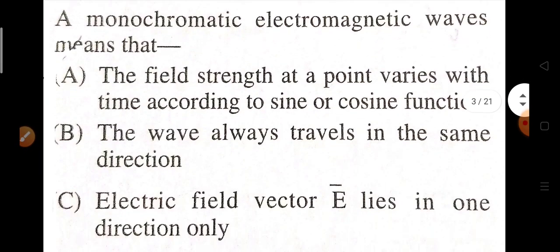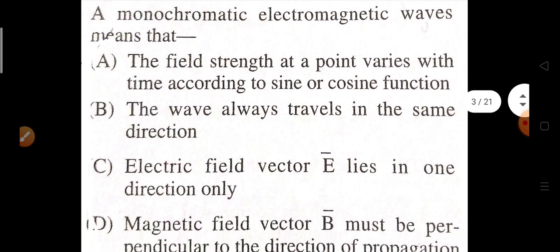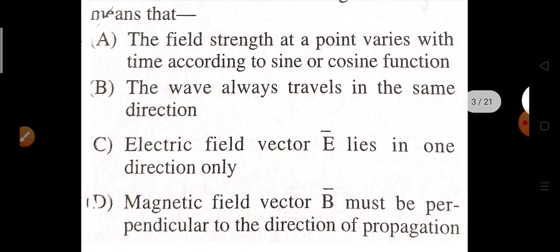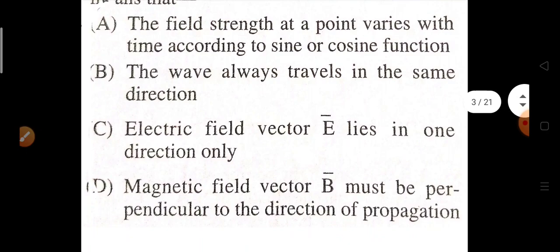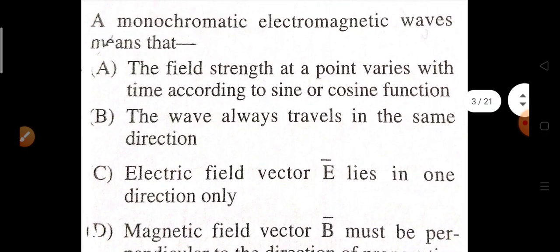The next question is, monochromatic electromagnetic waves means that: the field strength at a point varies with time according to sine or cosine function; the wave always travels in the same direction; the electric field vector E lies in one direction only; the magnetic field vector B must be perpendicular to the direction of propagation.